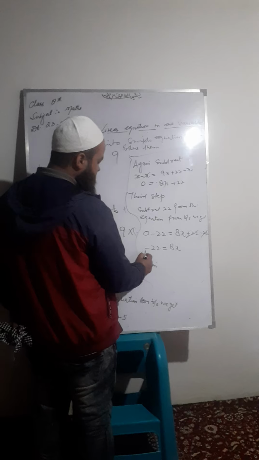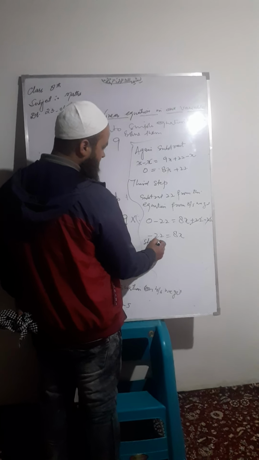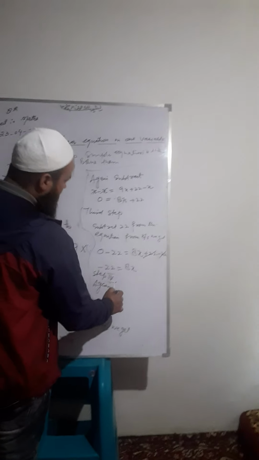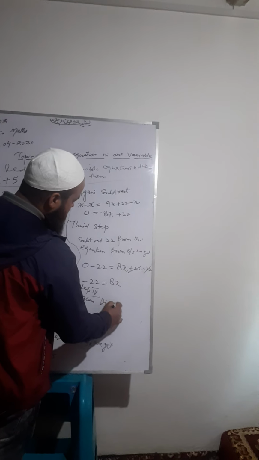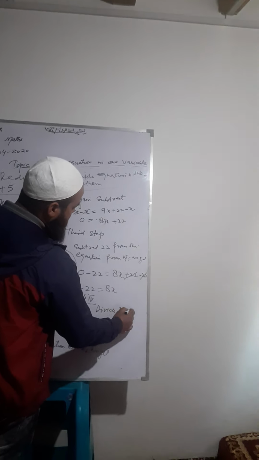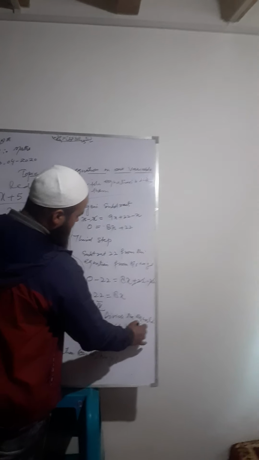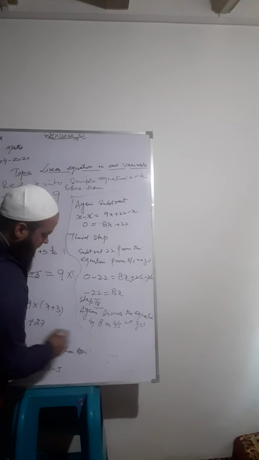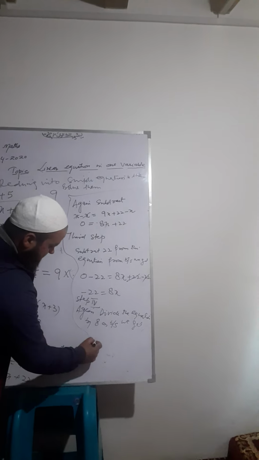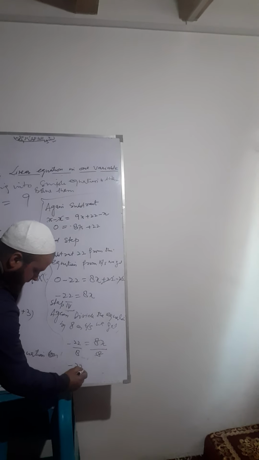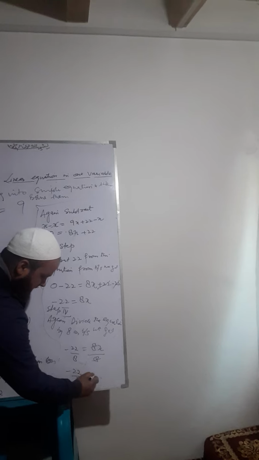Now step 4. What will we do? Divide the equation by 8 on both sides. Minus 22 divided by 8 is equal to 8x divided by 8. 8 and 8 cancel. Here remains minus 22 divided by 8 is equal to x.